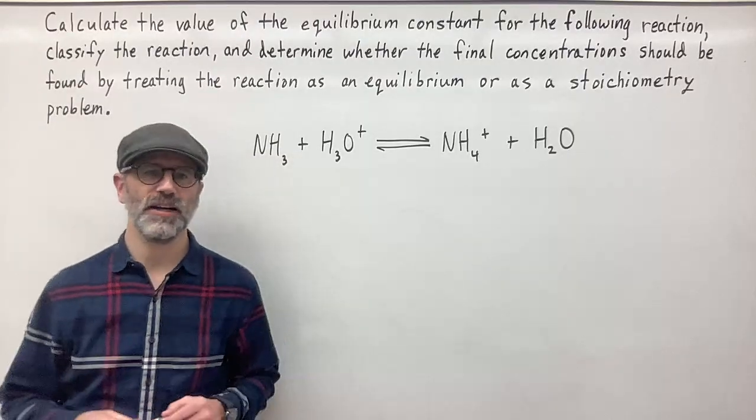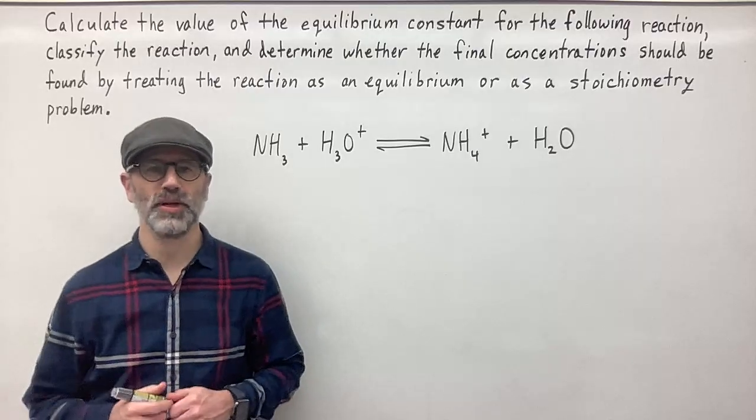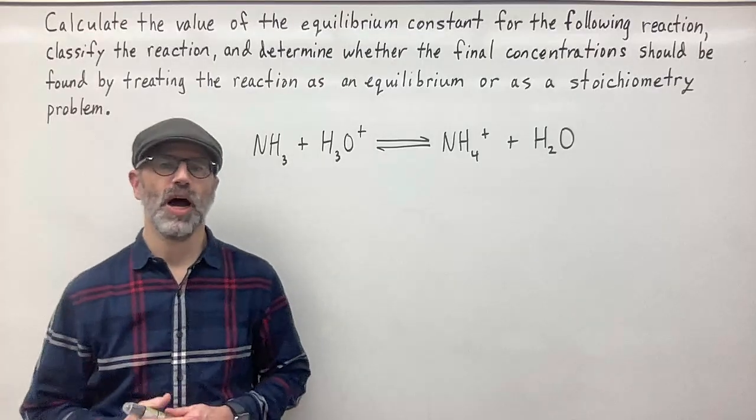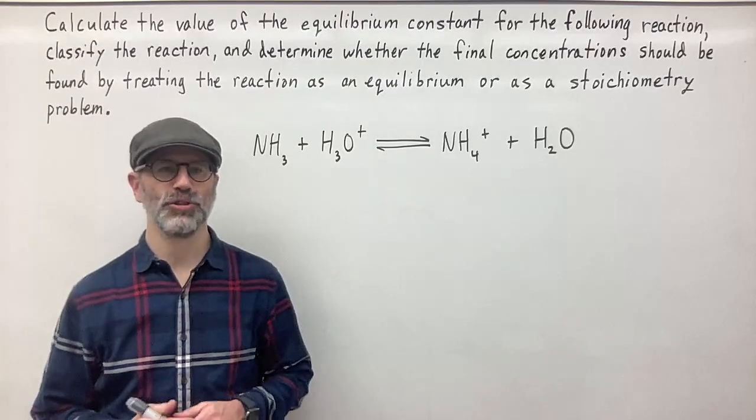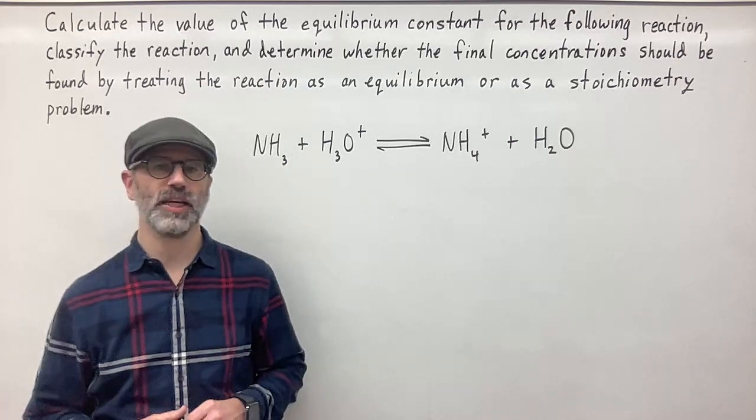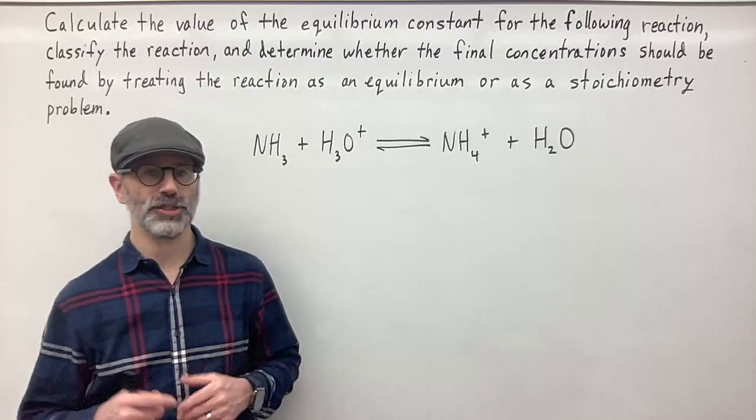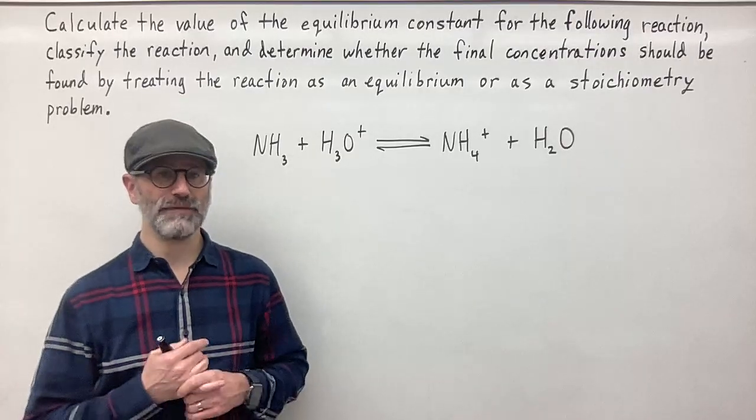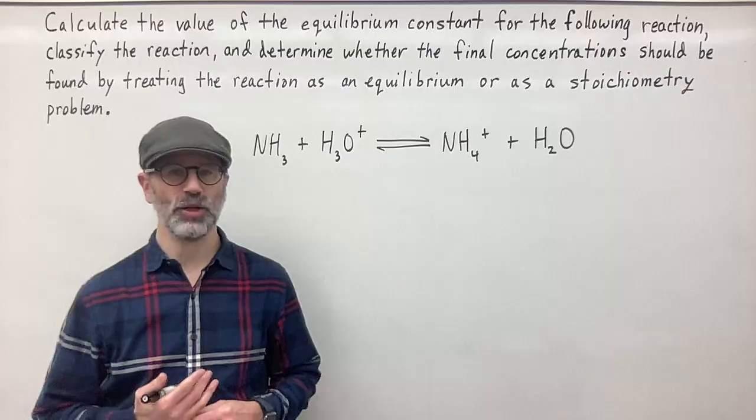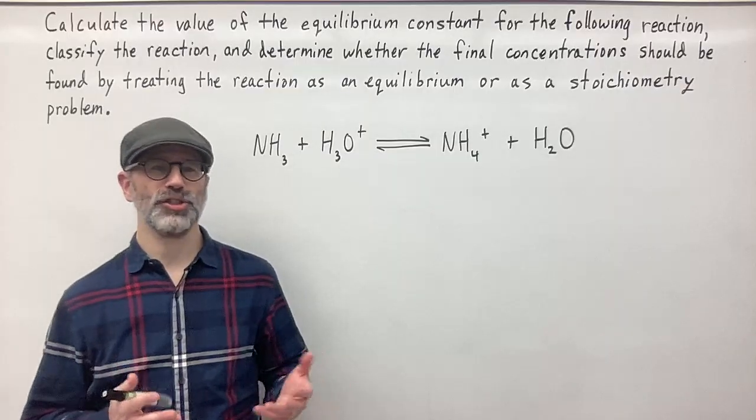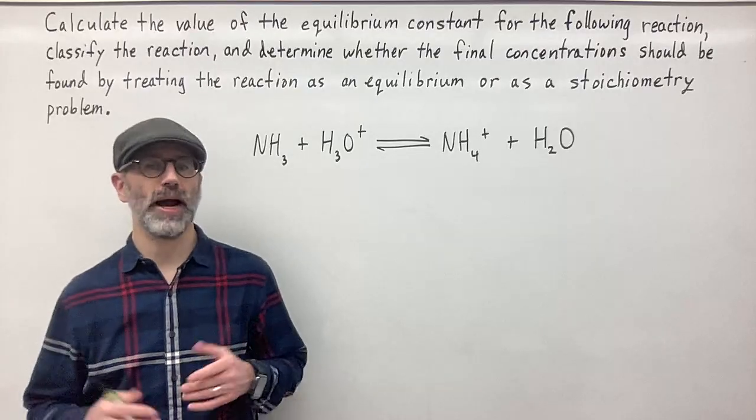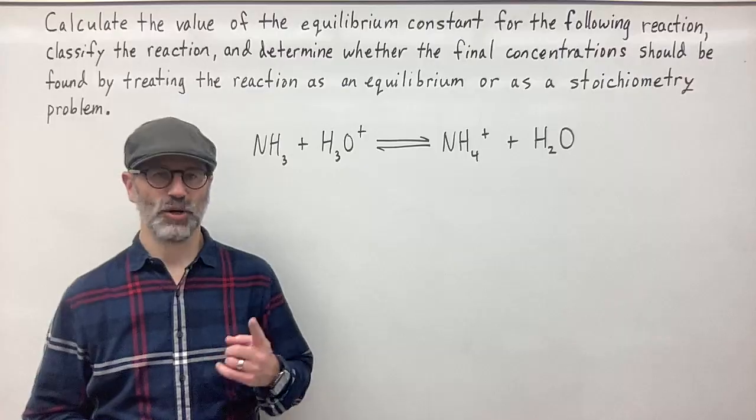Okay, so for this video we're going to do NH3 plus H3O plus, the hydronium ion, in equilibrium with NH4 plus and H2O. So in this problem, they ask us to calculate the value of the equilibrium constant for this reaction. But we're also asked to classify the reaction, like what kind of reaction we have here, and determine whether the final concentrations of this reaction should be found by treating this reaction as an equilibrium problem or as a stoichiometry problem. So let's get into this.